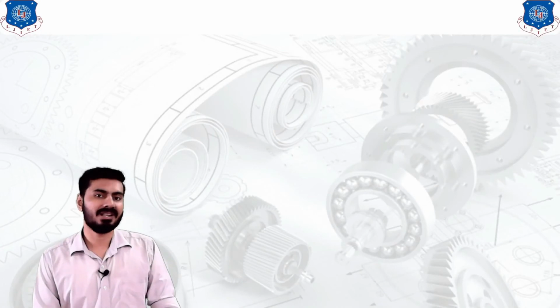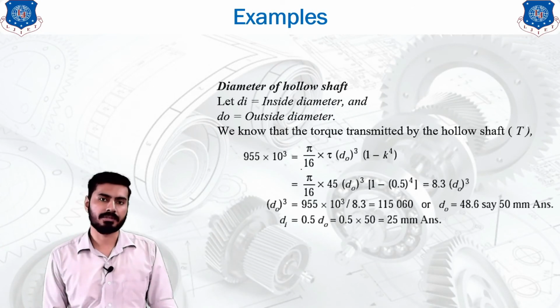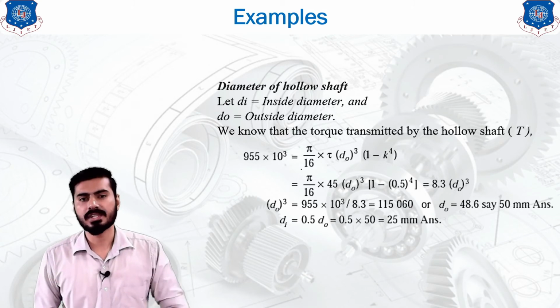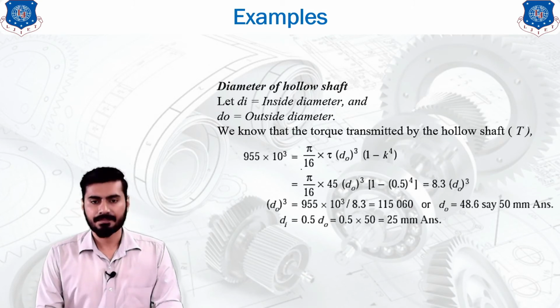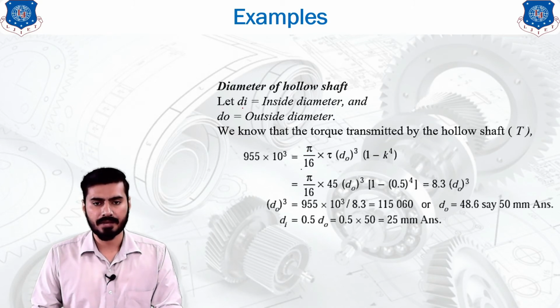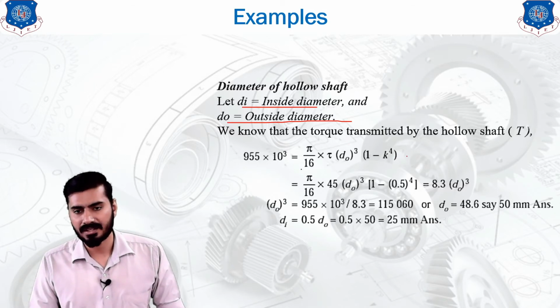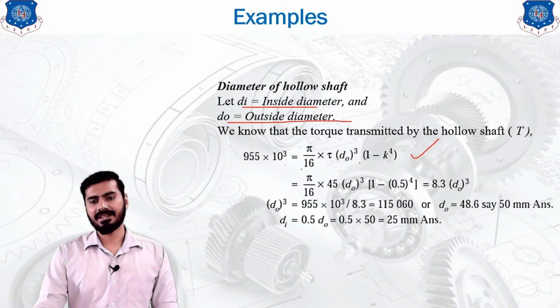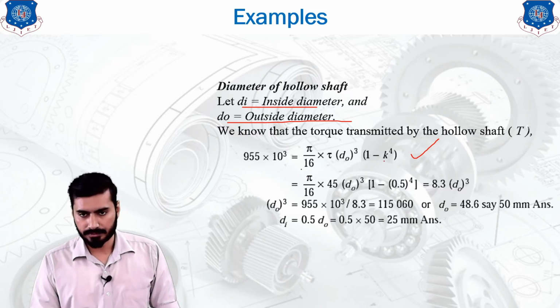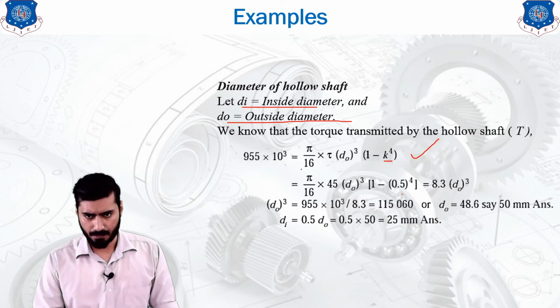So we will see another case of the same example, that is the hollow shaft. If the hollow shaft is to be used in place of the solid shaft, then let the inside diameter of the hollow shaft be di and the outside diameter of the hollow shaft be do. Then your equation for the hollow shaft can be written like this, and in this equation the value of k can be taken from the given data as 0.5.